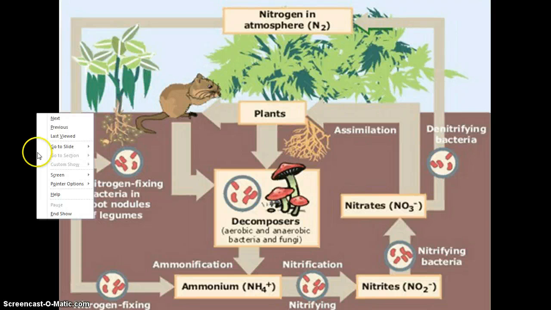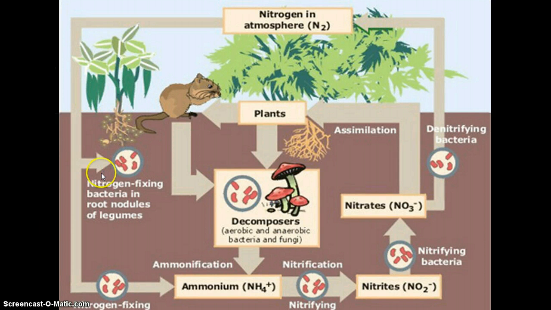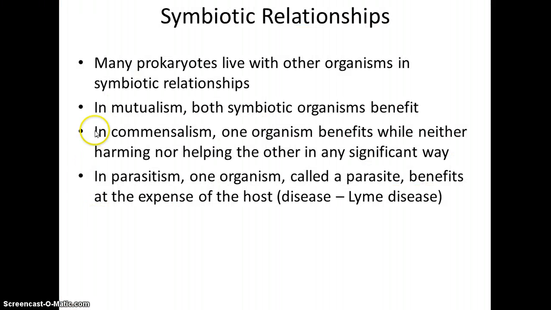Here's the nitrogen cycle again, where the nitrogen-fixing bacteria convert nitrogen into a form that plants can use. And there are those denitrifying bacteria. Again, we'll talk about this a bit more in the ecology section. Keep in mind, most of the nitrogen is in the atmosphere as N2 gas, and so getting it out of the atmosphere and into living things is an extremely important process.